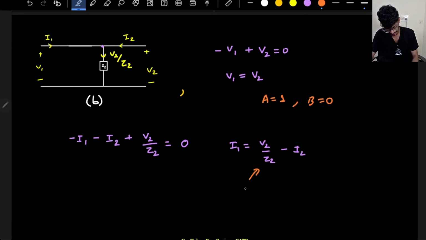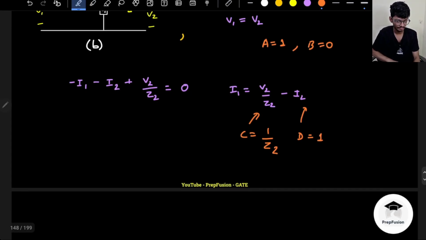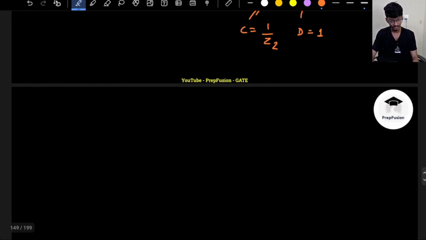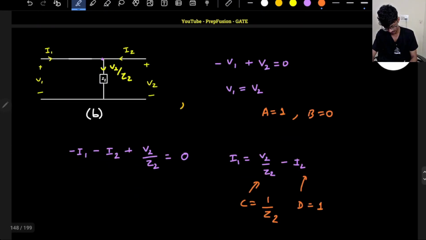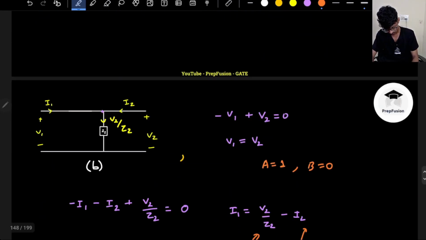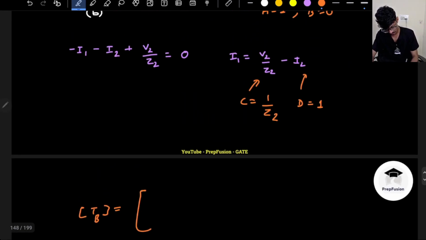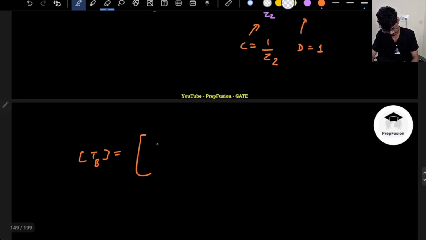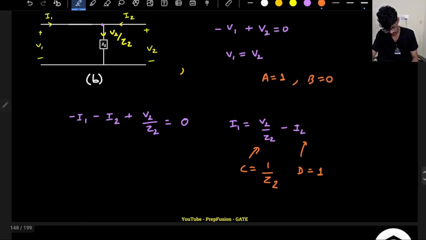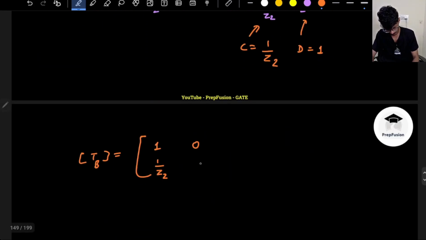So from here I can directly say that my C will be equal to 1 by Z2, and the unit is also fine, because the unit of C is ohm inverse, and my D is 1, not minus 1. So again the network is symmetrical, and again the determinant is 1. Yes, the determinant is again 1, so we can cross verify this. So this will be the T network matrix. This is for the B part, this is for the A part. Here my A is 1, B is 0, my C is 1 by Z2, and my D is 1.